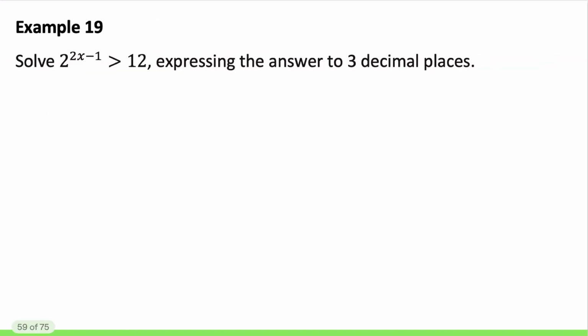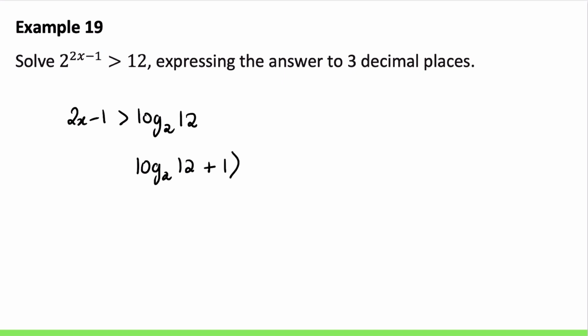Now, very similar in this case, this time we've got an inequality, but it acts the same. Remember to just flip your sign if you divide or multiply by a negative. So to take the 2 over, once again, I'm going to take the log of both sides. We will add 1, and then we will divide by a half. So everything is exactly the same.